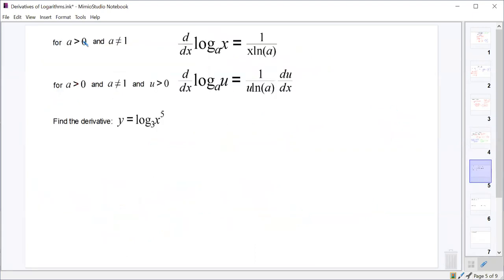All right, so we're going to use the chain rule with this rule also. So log base a of x is 1 over x ln a, but log base a of u is 1 over u ln a, and then times the derivative of u. So why don't you guys see if you can take the derivative of log base 3 of x to the 5th on your own. Take just a minute here and see if you can figure that one out using the chain rule.